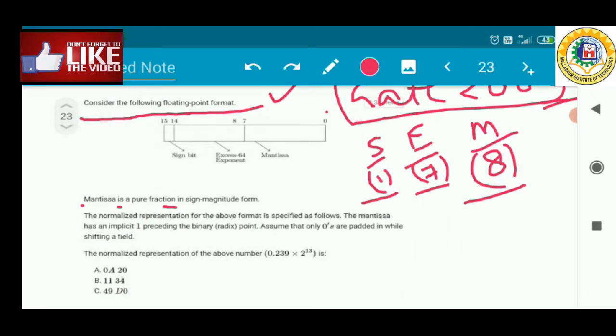Okay, so the normalized representation of the above format is specified as follows. The mantissa has an implicit 1 preceding the binary radix point, and assume that only zeros are padded in while shifting a field. That means this question is based on implicit representation.